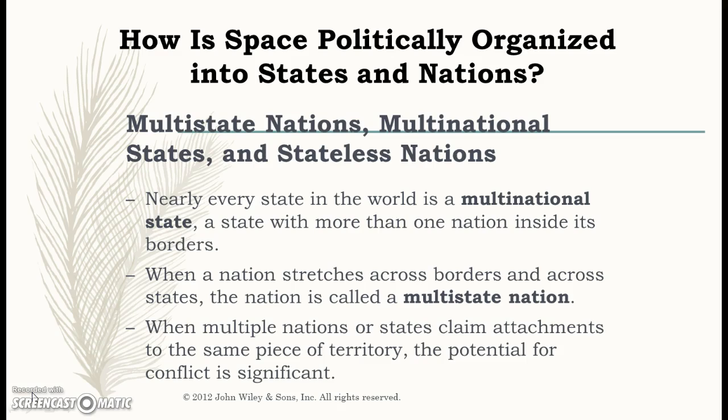When multiple nations or states claim attachments to the same piece of territory, the potential for conflict is significant. All of the conflict in Israel is a great example of this. We've got the Palestinians and we've got the Israelis both claiming the same piece of territory, both with very significant historical claims, cultural claims, right? And it's led to a huge amount of conflict in terms of who's going to control the territory and what that means for the other group.